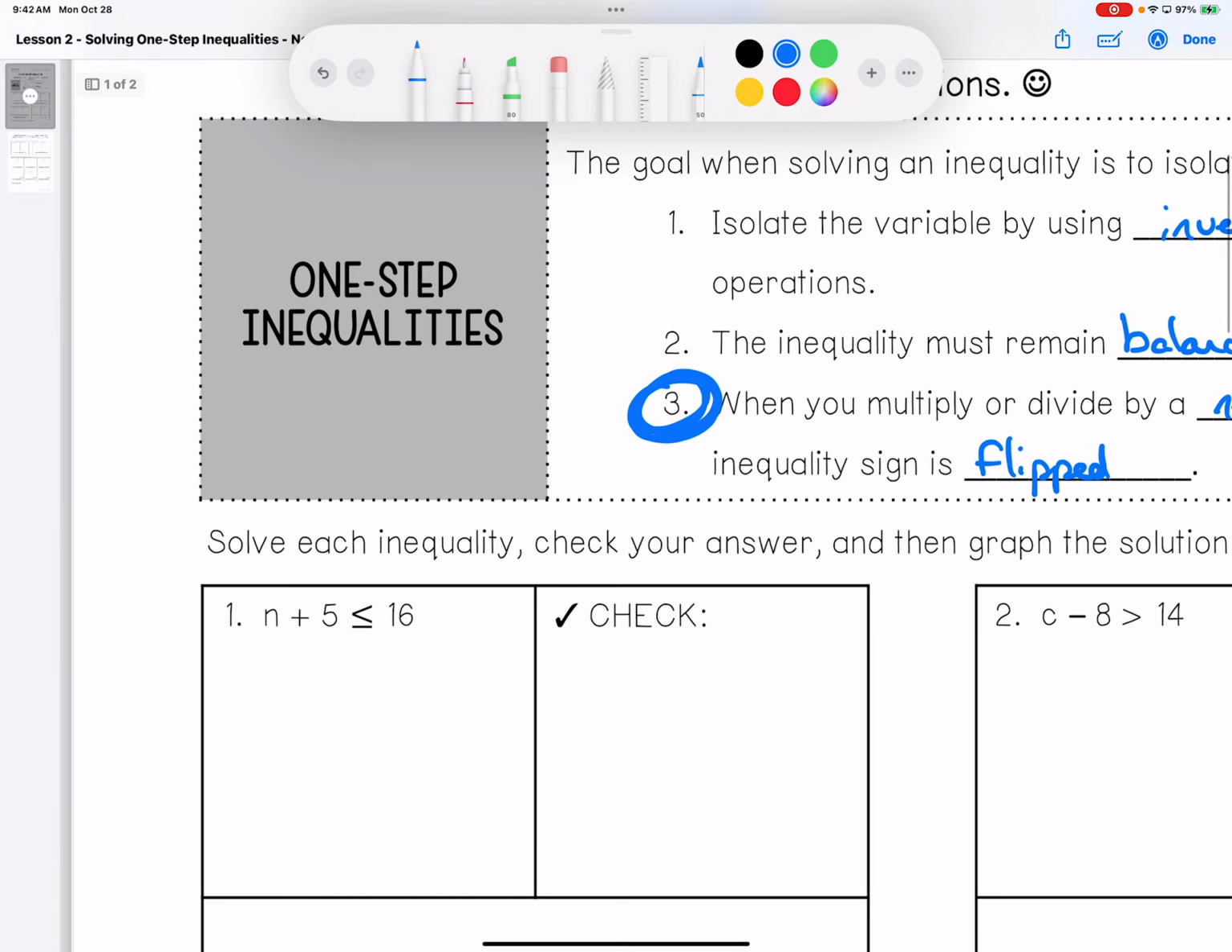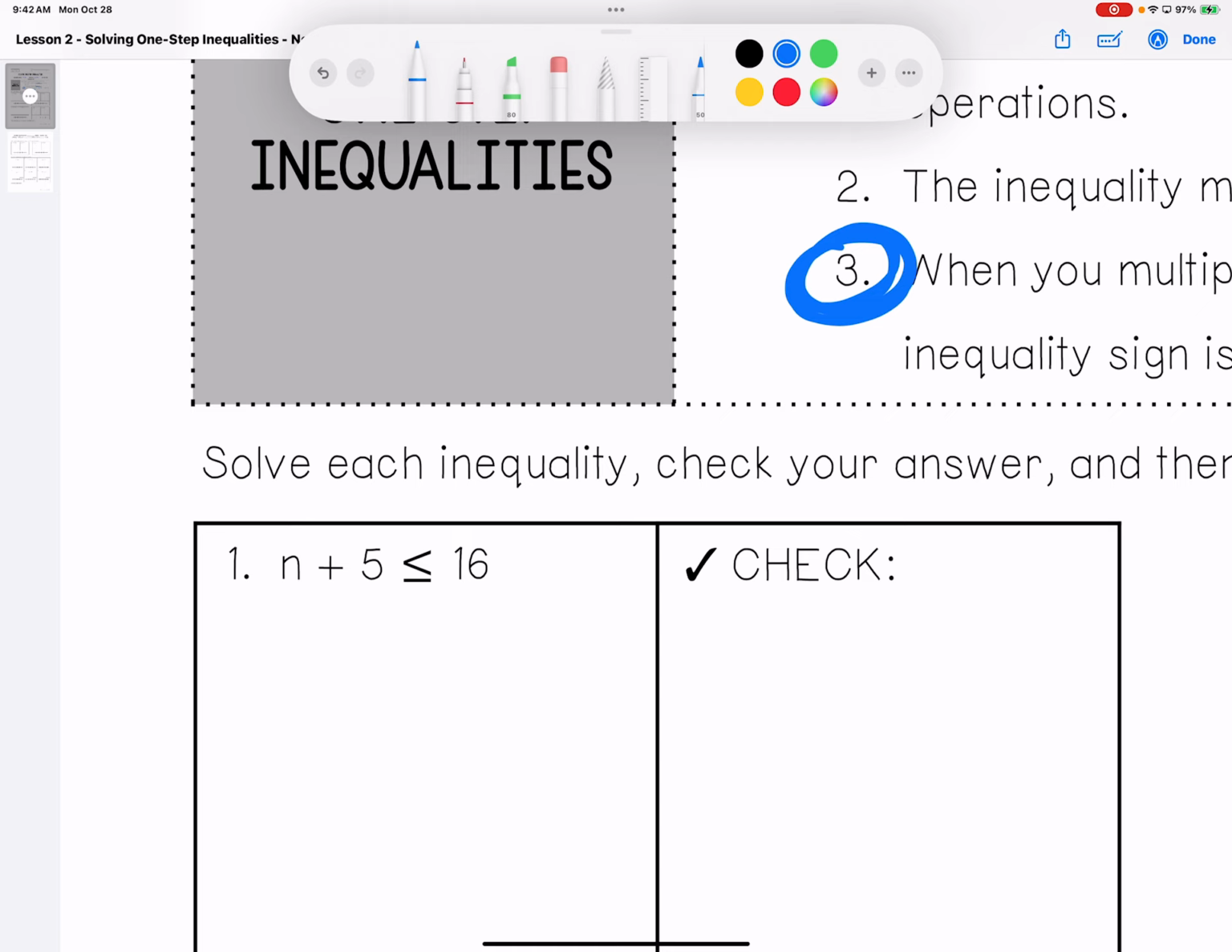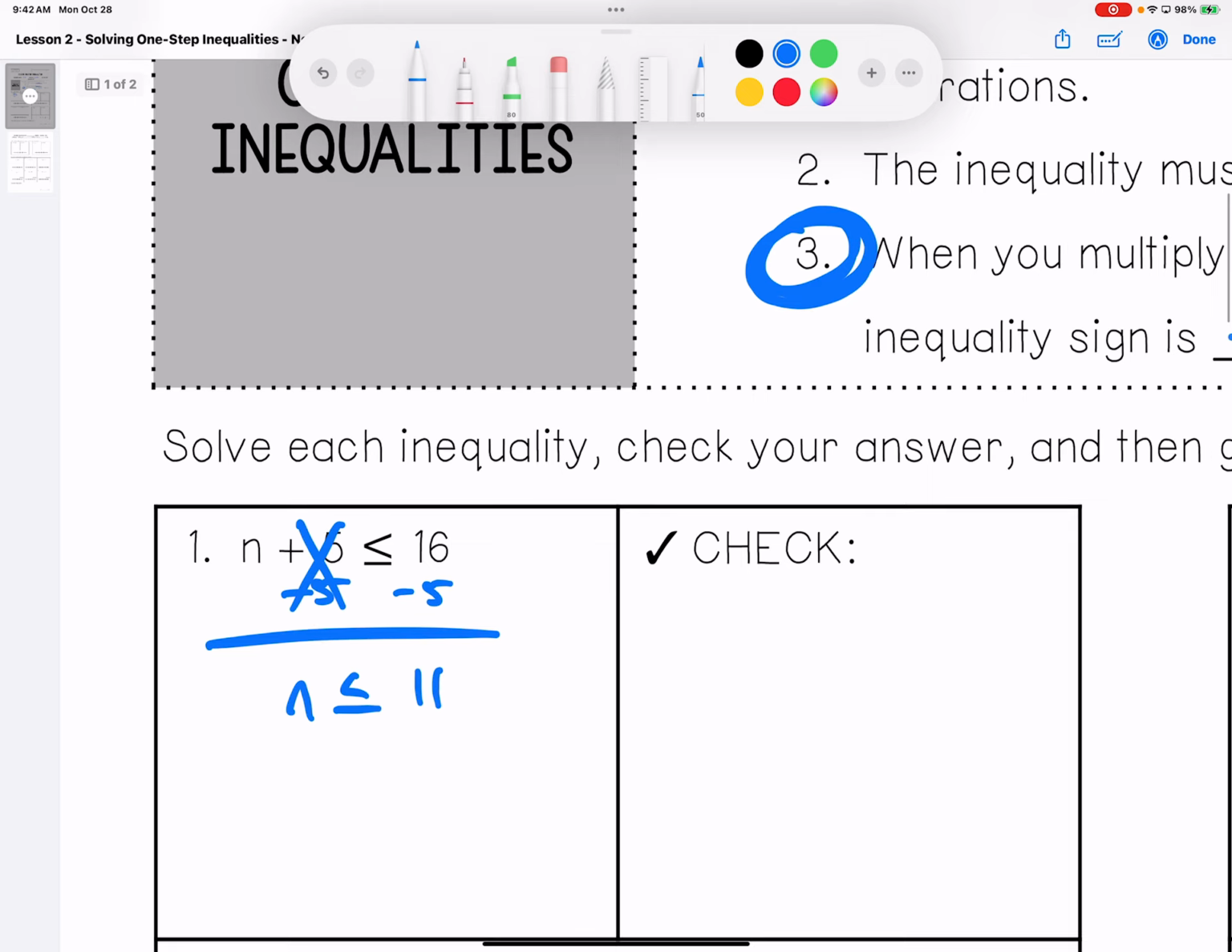All right, I'm going to work out number 1. Undo addition or subtraction was the first rule. So I'm going to undo this addition, which is plus 5. I'm going to subtract 5. Same thing as an equation. Whatever you do to one side, you do to the other. You're left with n is less than or equal to 11. Okay, coach, I subtracted 11. Well, that doesn't matter. That's not a negative, that's just a subtraction. I didn't take a negative to the other side. I just subtracted right there. So n is less than or equal to 11.